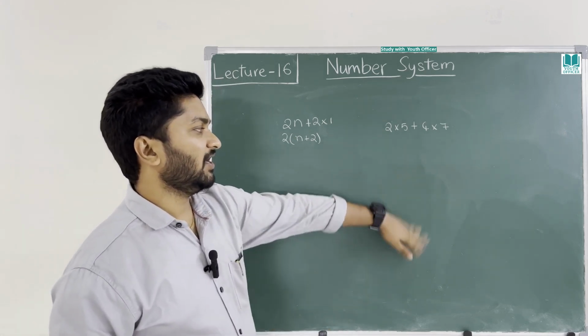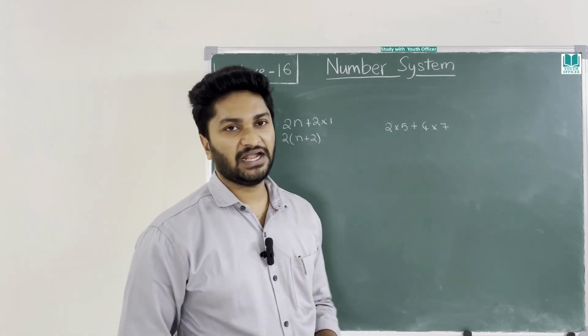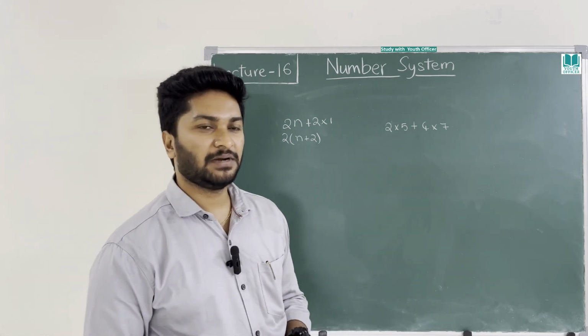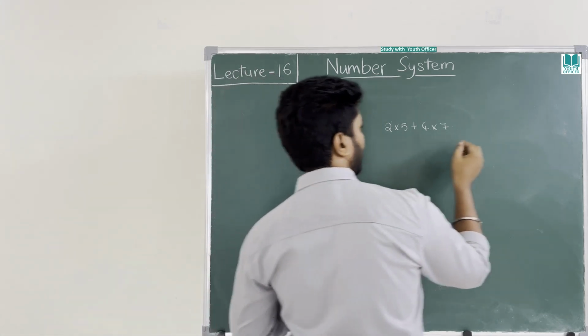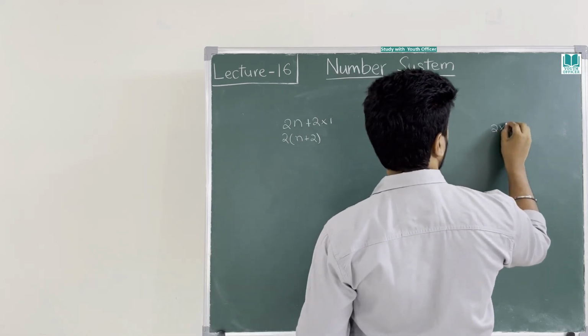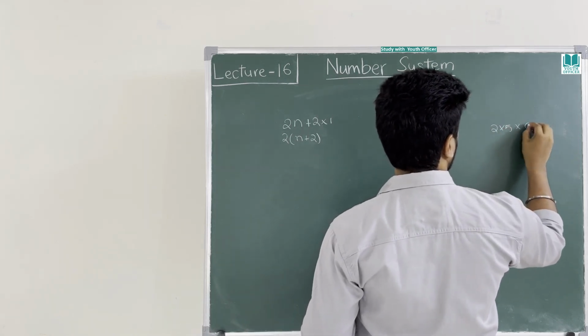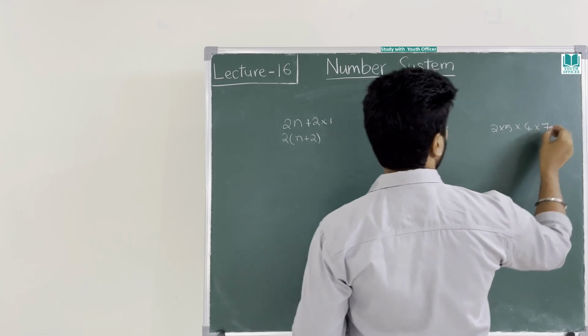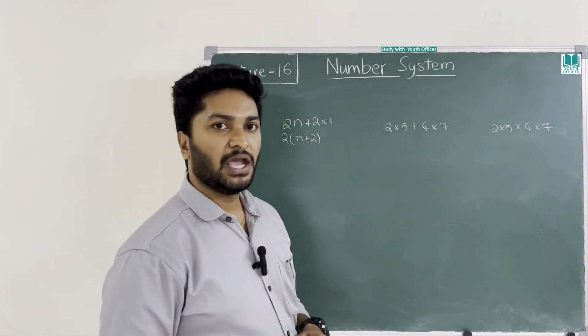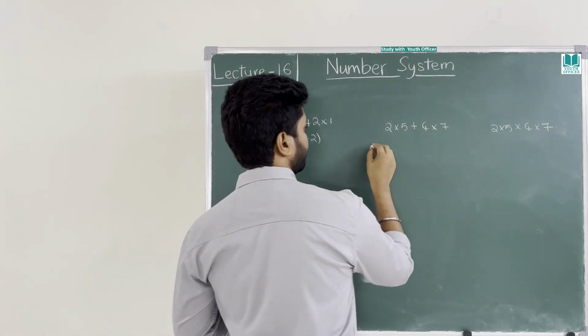In additions you can take common. In subtractions you can take common. Can you take common in multiplications? If you take an example like 2 into 5 into 4 into 7, can you take common here? We will verify. Come, please come.